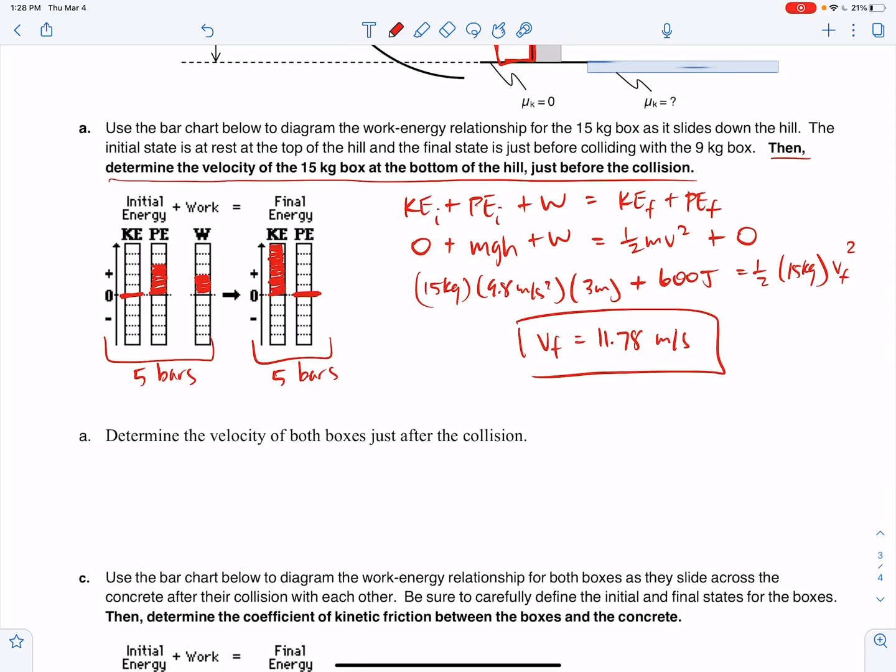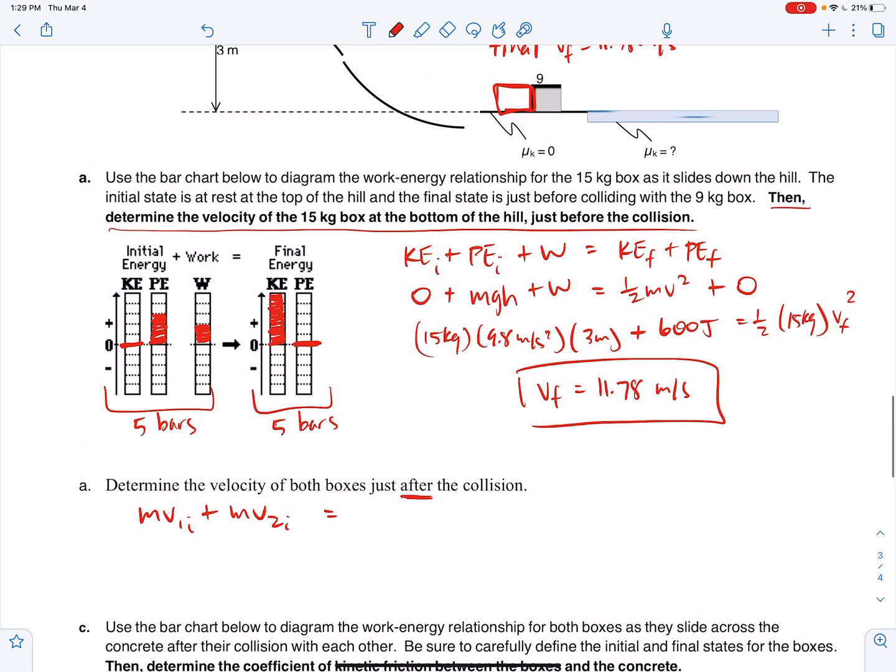Next, determine the velocity of both boxes just after the collision. Now, if you haven't studied the conservation of momentum yet, this is going to feel a little bit confusing. But if you have, then here's the idea. The product of mass and velocity of the first box plus the product of mass and velocity of the second box before the collision, so I'm going to call that the initial moment, will be equal to the product of the mass and the velocity of both boxes after the collision.